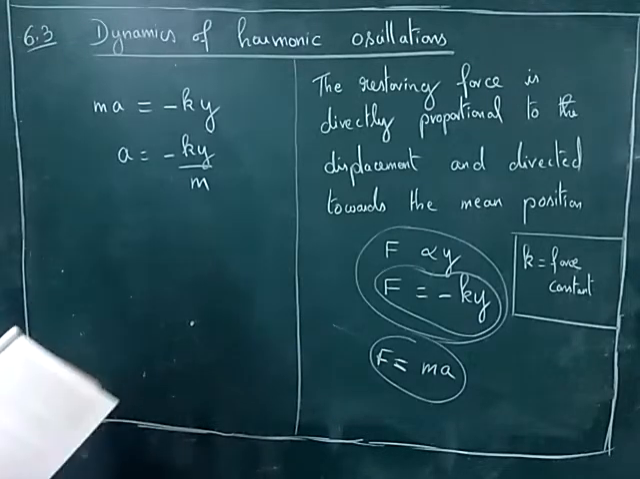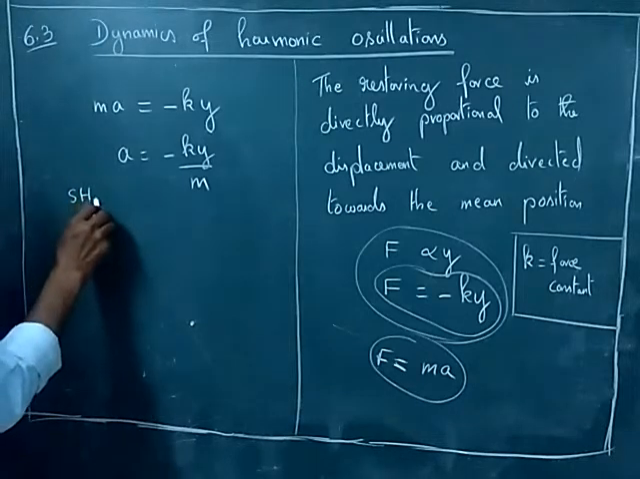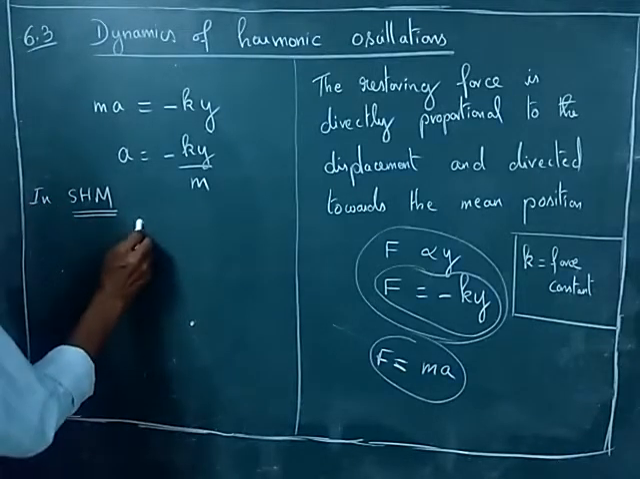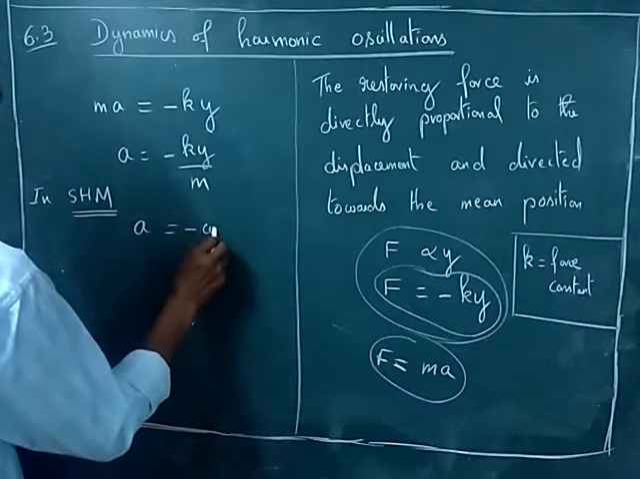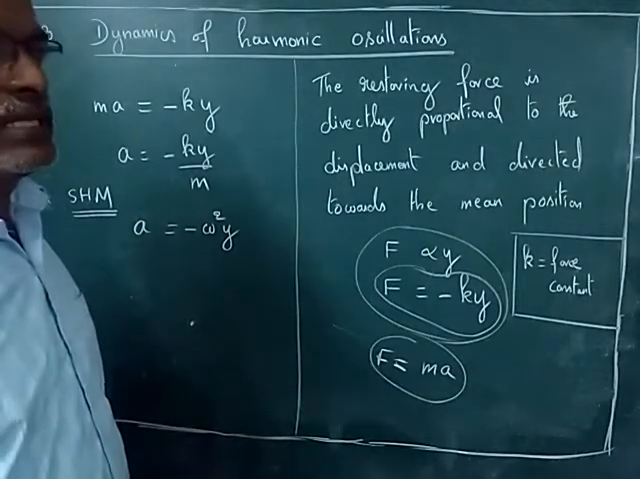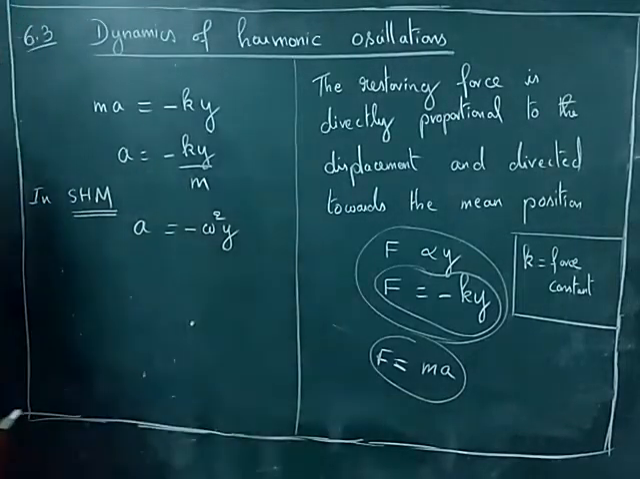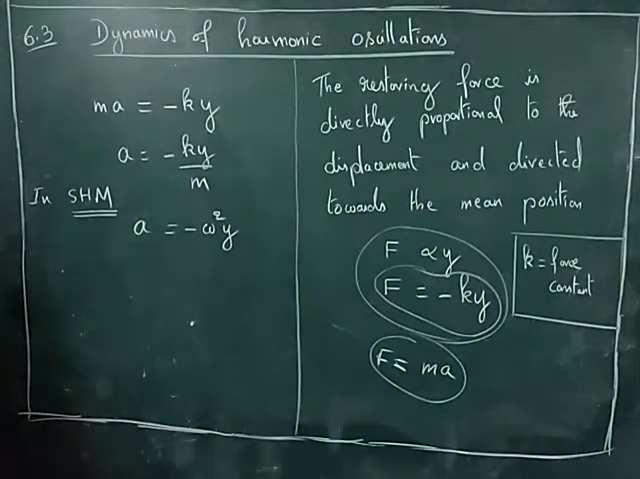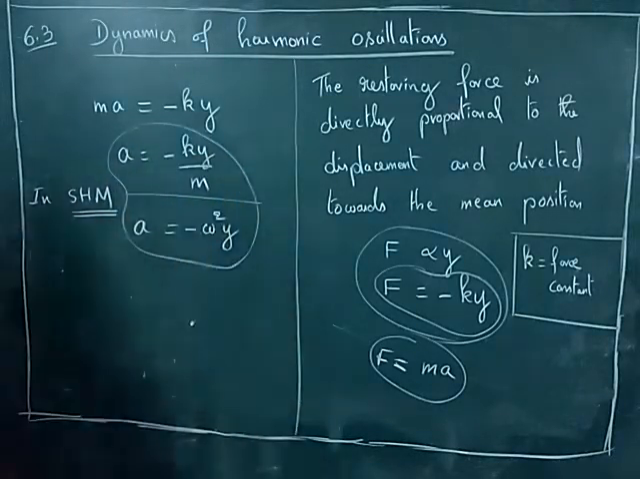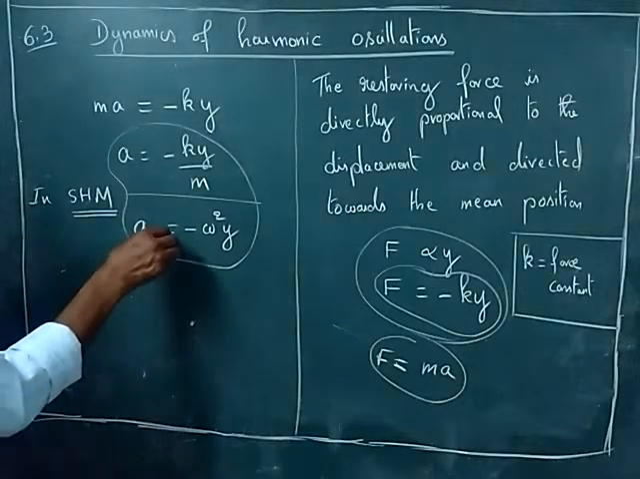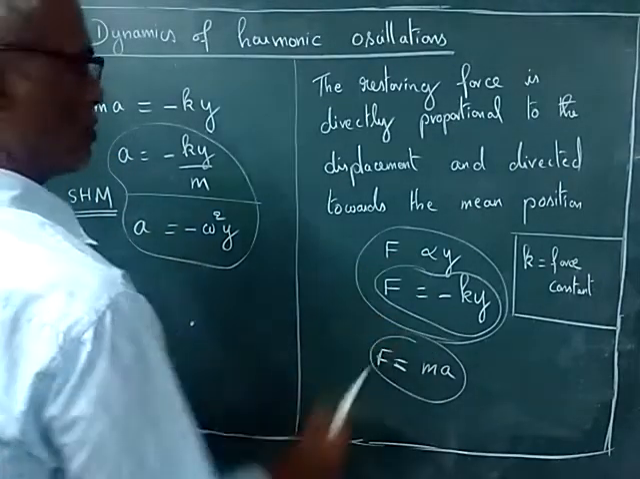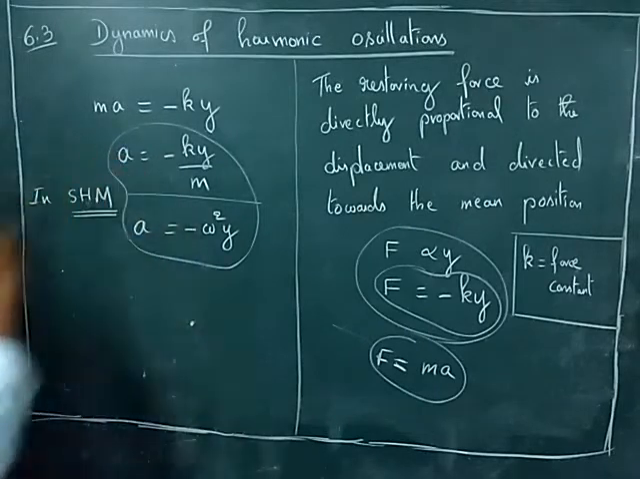In simple harmonic motion, acceleration is given by minus omega square y. This we have seen in the earlier video while deriving for acceleration, velocity and displacement. So we can equate these two equations because both are accelerations. So now we can equate these two equations.